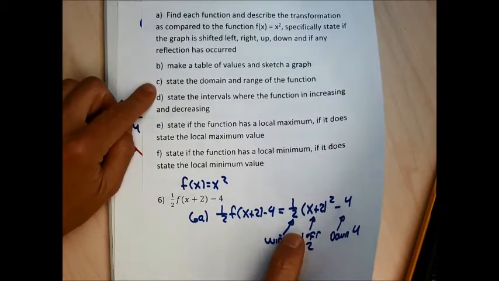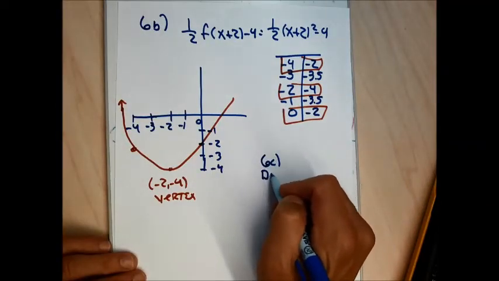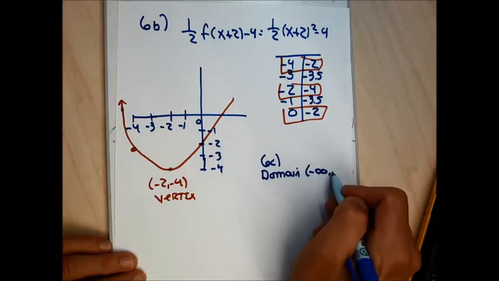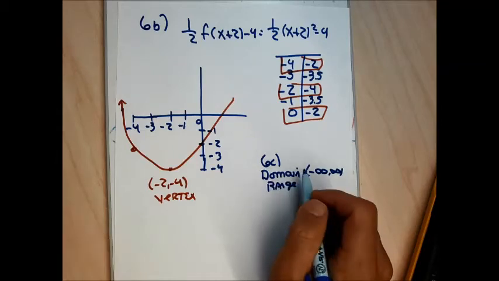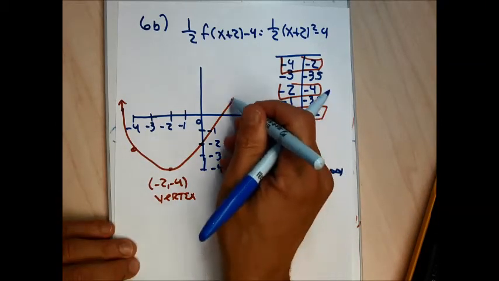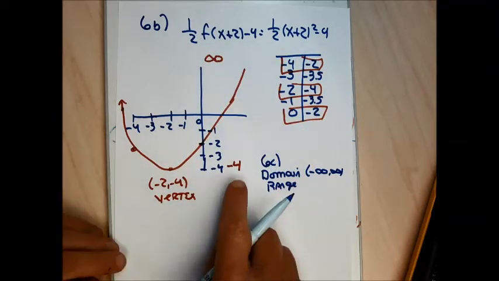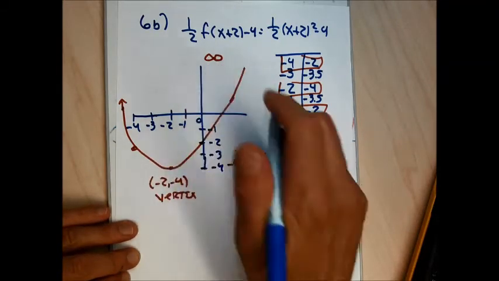6c wants me to find the domain and the range. The domain of all our parabolas is negative to positive infinity. No thoughts there. And for the range, I'm going to put the y value of the vertex on the y-axis, which is negative 4. This graph goes to the top of the y-axis, which has a y-coordinate of infinity. I read from bottom to top. The range is going to be negative 4 to positive infinity.